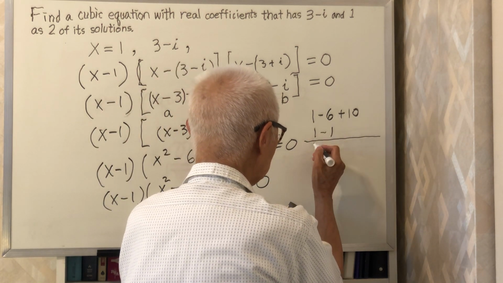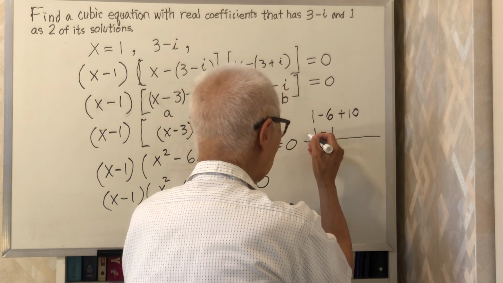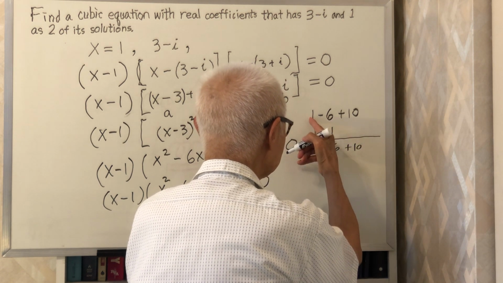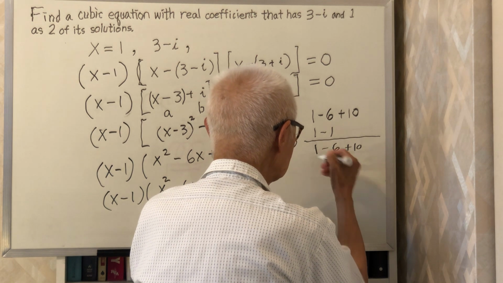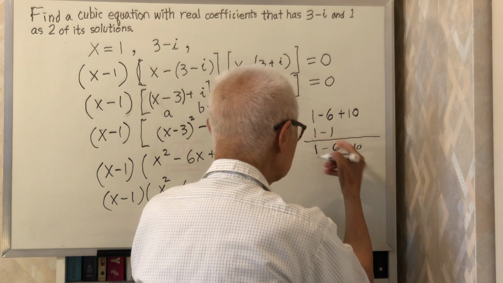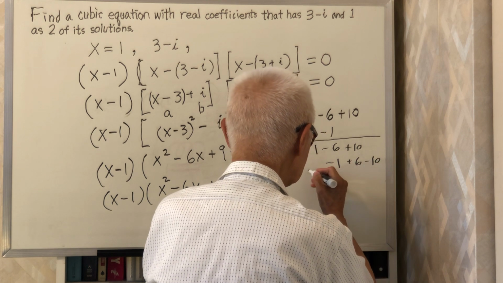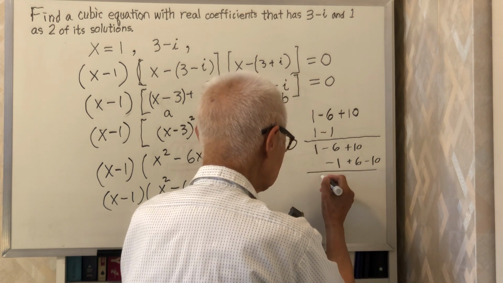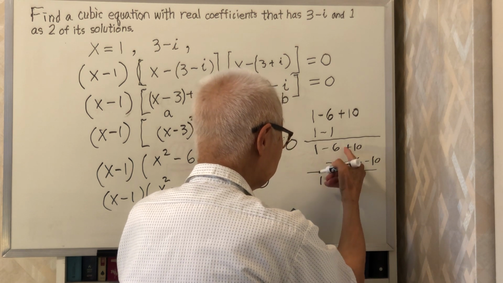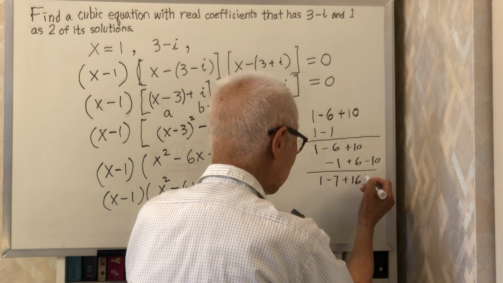So 1 times 1 is 1. 1 times negative 6 is negative 6. 1 times 10 is 10. Negative 1 times 1 is negative 1. Negative 1 times negative 6 is positive 6. Negative 1 times positive 10 is negative 10. And you add: 1, minus 7, plus 16, minus 10.